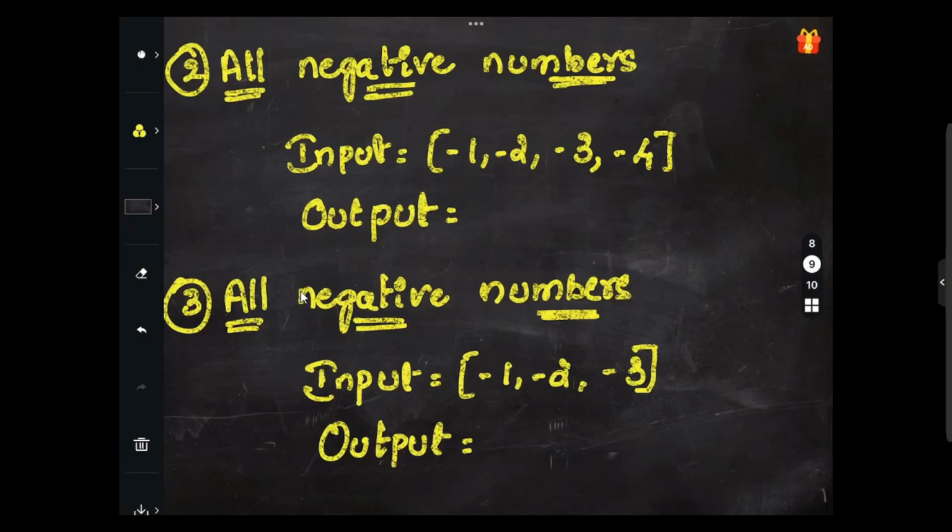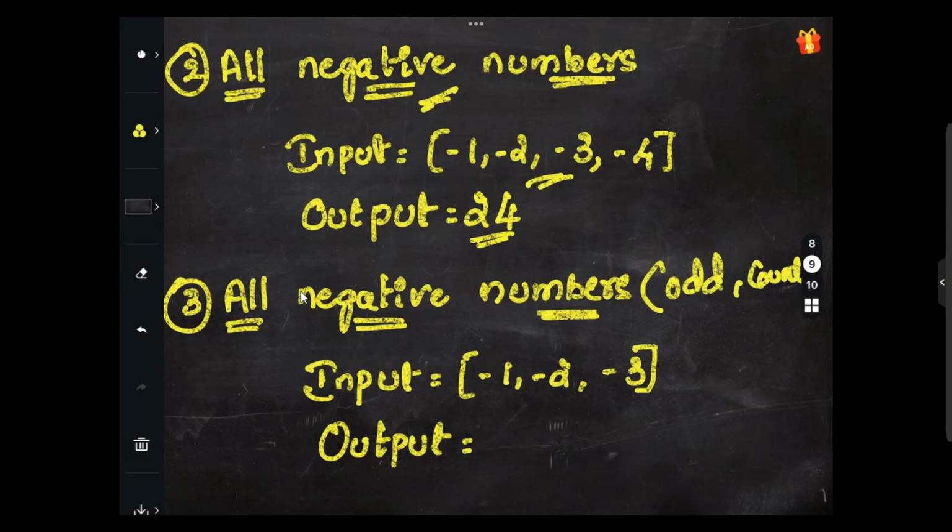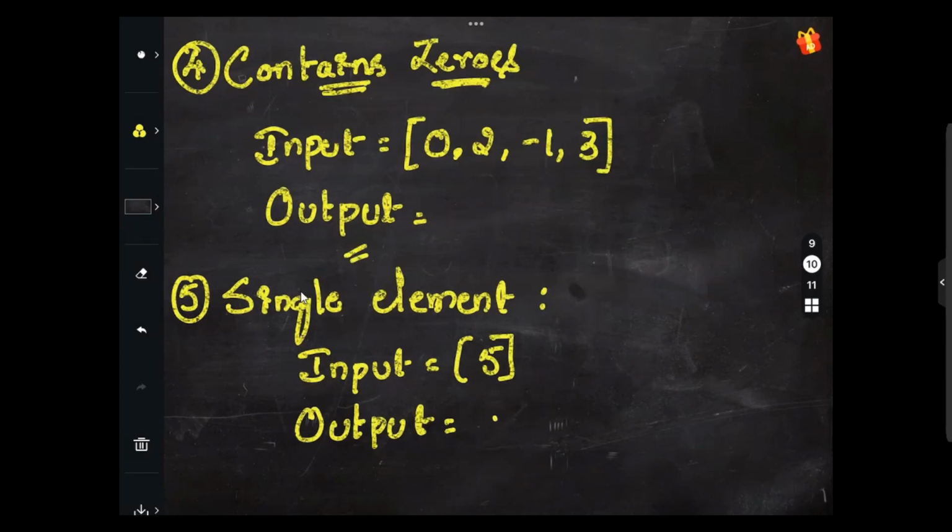So this will be 24. Now let's go with all negative numbers for the second case. The output will be 24 as well, because multiplication of negative numbers leads to a positive number in this case. So minus 24 will be the product. For all negative numbers with an odd count, minus 1, minus 2, minus 3, it will be 6 in this case. The largest subarray product will be minus 1 into minus 2 into minus 3, which is 6, right? So let's go with the fourth edge case here, which contains 0.